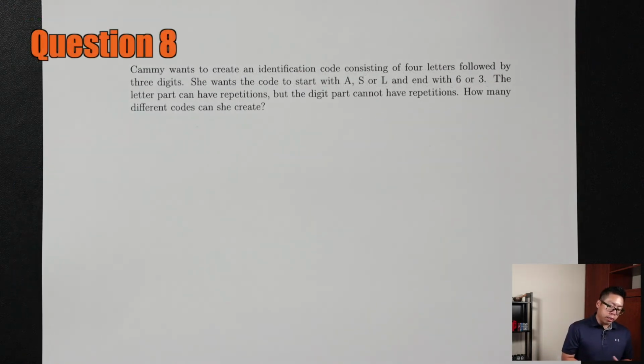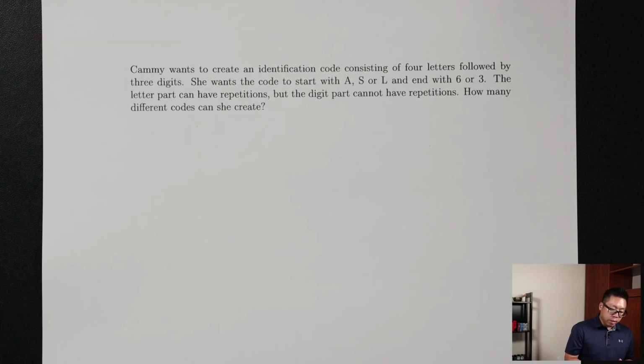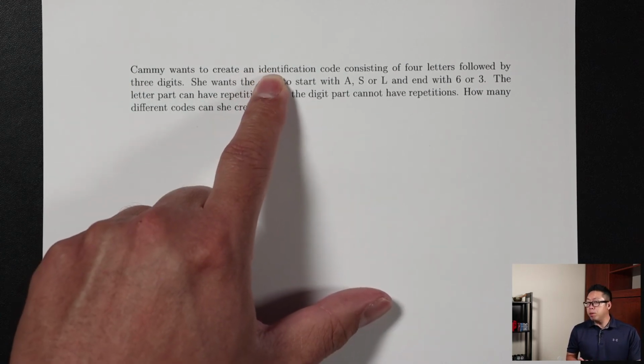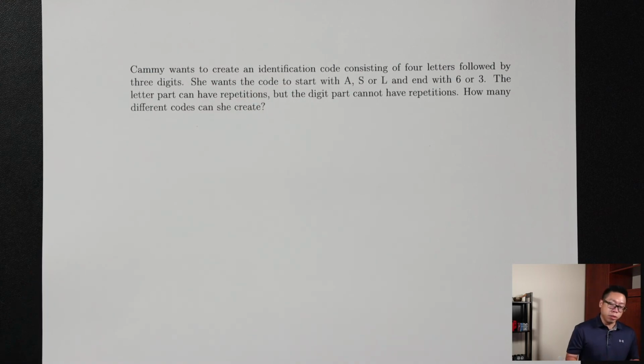Cami wants to create an identification code consisting of 4 letters followed by 3 digits. She wants the code to start with A, S, or L and end with 6 or 3. The letter part can have repetitions, but the digit part cannot have repetitions. How many different codes can she create? First thing I'm going to ask myself is, does the order matter here? ID codes, probably the order matters. So this is going to be a permutation.